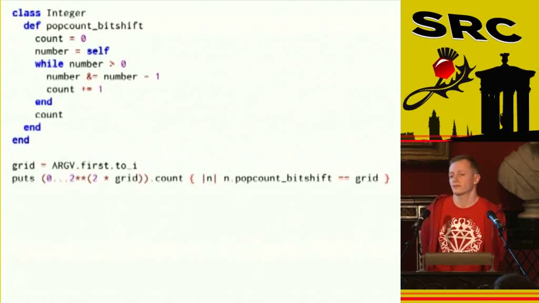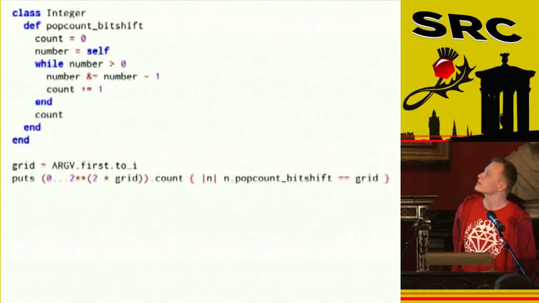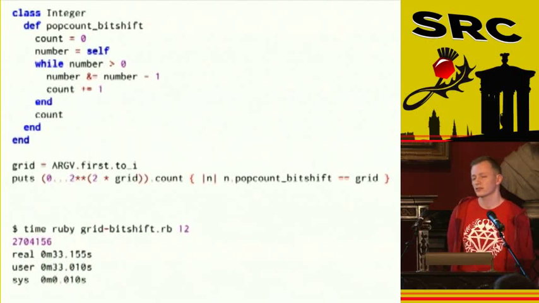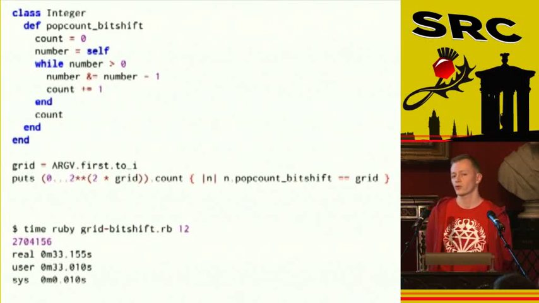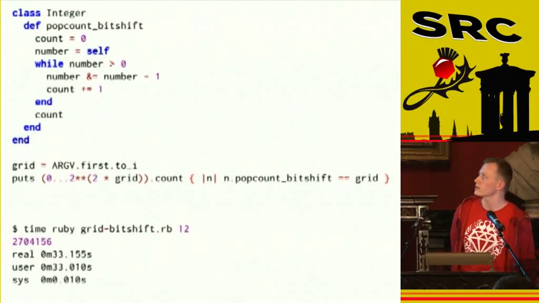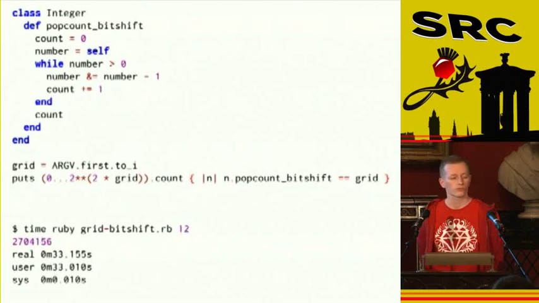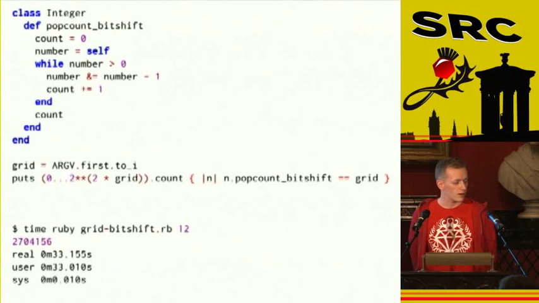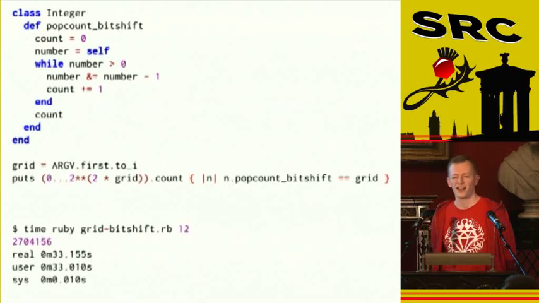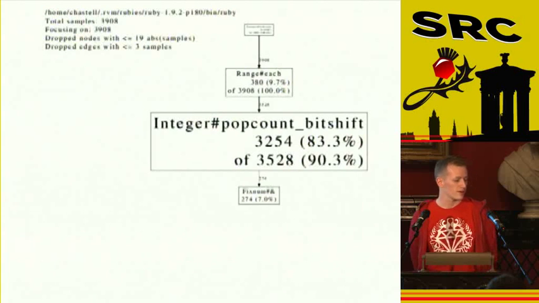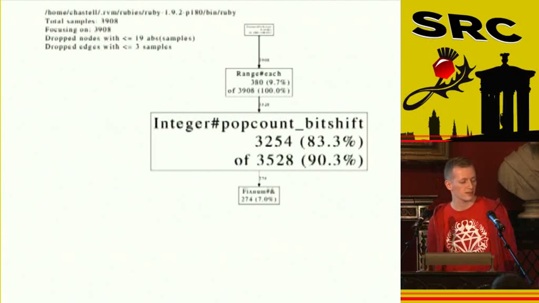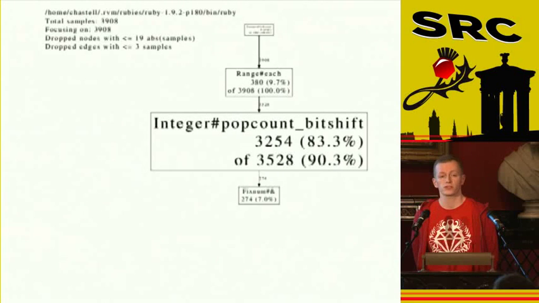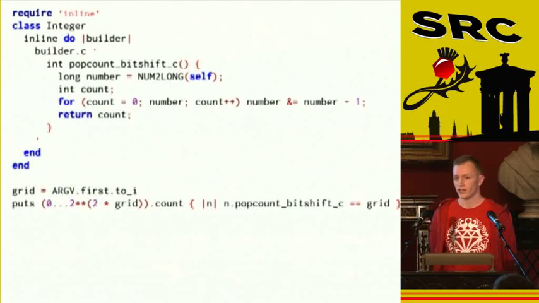But this is one of the simplest algorithms to count the number of ones in a given binary value. The problem is, when you use it, it's actually slower than converting to a string and counting the number of ones, because counting substrings is really fast in Ruby for some reason. So what you usually do, you say, well, Ruby is slow. I mean, obviously, we spend 90% now in this popcount bit shift function, which is obviously the slow part. Let's rewrite it and see.